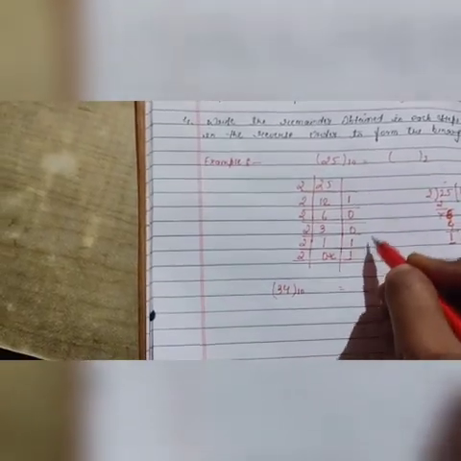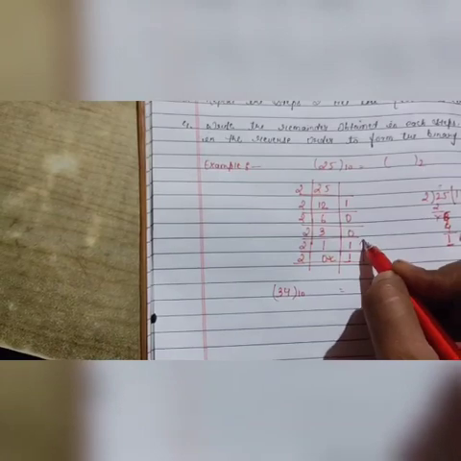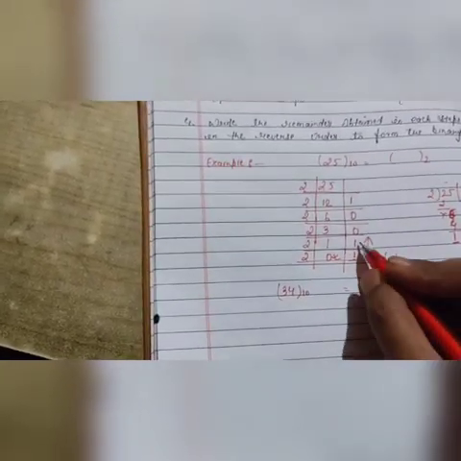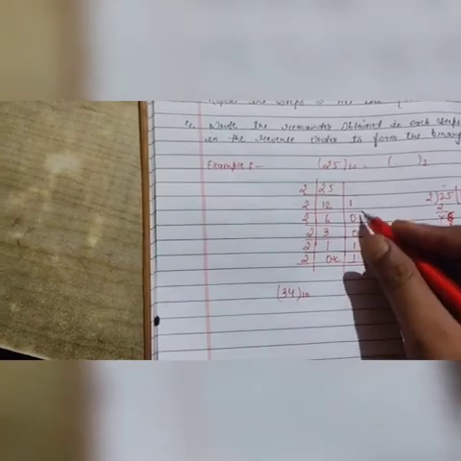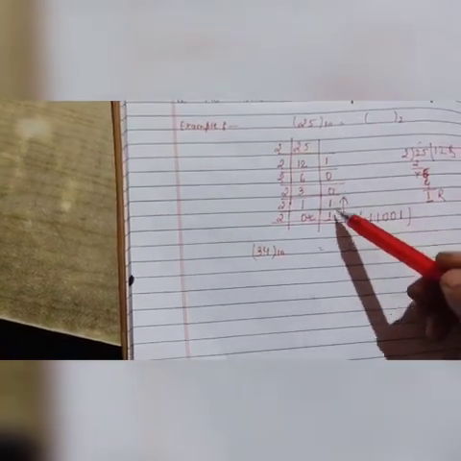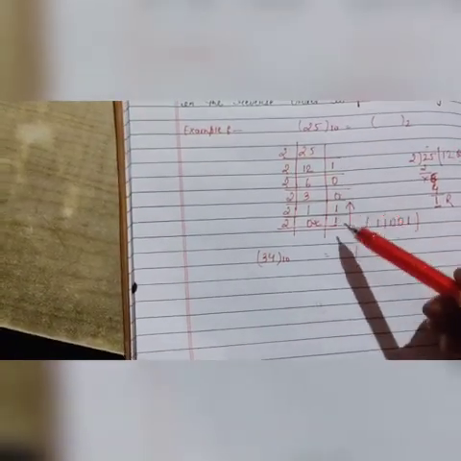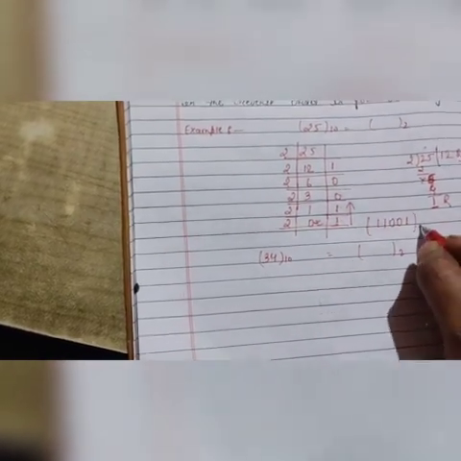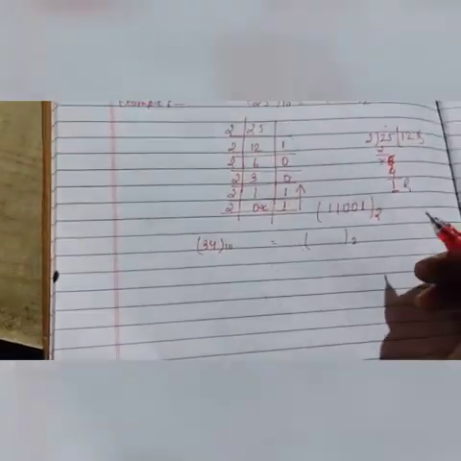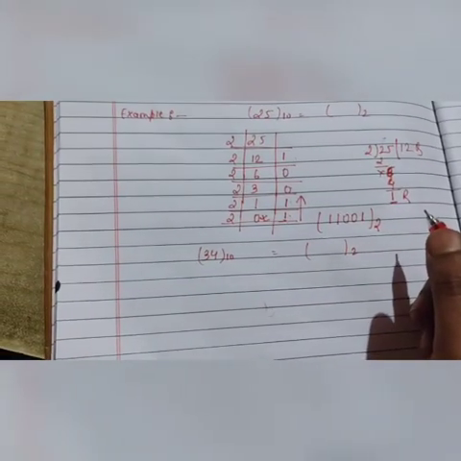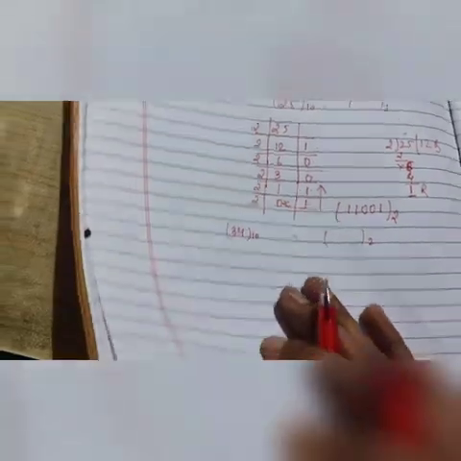Now we have to write in the reverse order, meaning from bottom to up: 1 1 0 0 1. We have to write the remainders from bottom to up, in the reverse order, to get the binary form, and the base will be 2. So hope you understood. We will check the next question, and then you will understand better.